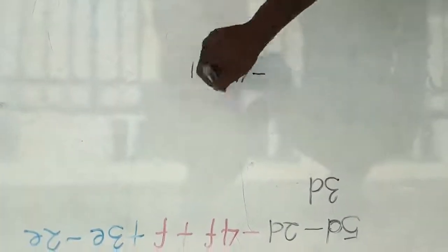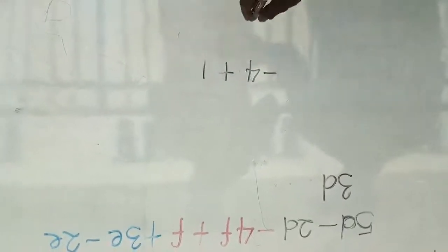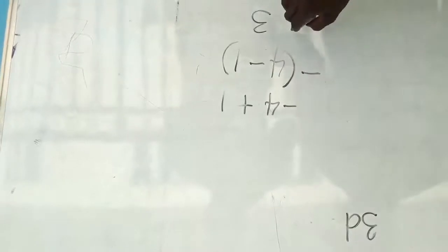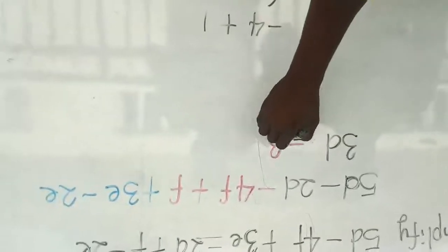When you have something like this, we have two unlike signs. First is to take the bigger number. You do 4 minus 1, put in brackets, and then the sign of the bigger number comes outside the bracket, minus. So 4 minus 1 is 3. Therefore, our answer is what? Minus 3. So minus 4 plus 1 is minus 3. Then we'll put our f.